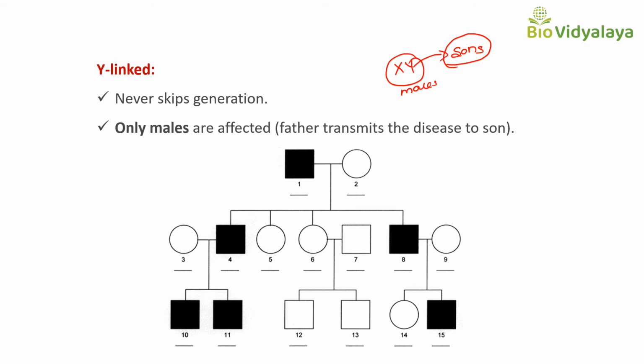So what are the conditions? Never skip generation. Second condition, only males are affected. Father transmit the disease to his son. Okay. So here you can see that all affected individuals are males. Okay. This is very easy.